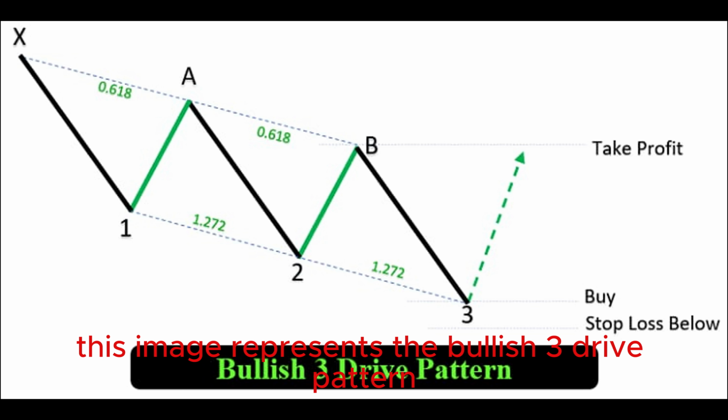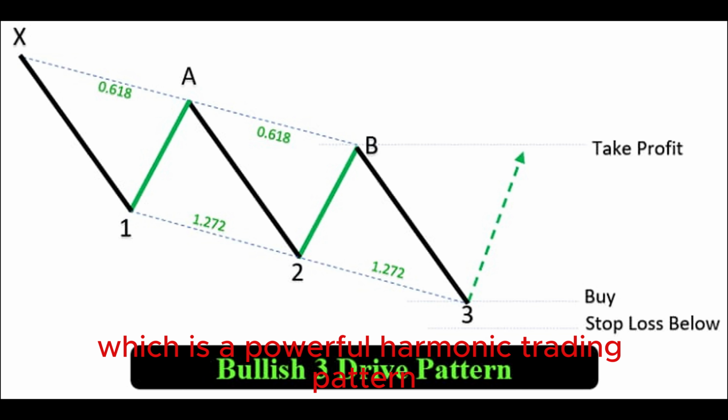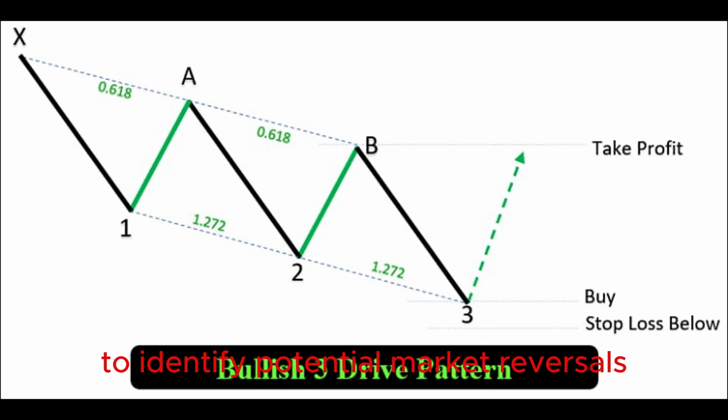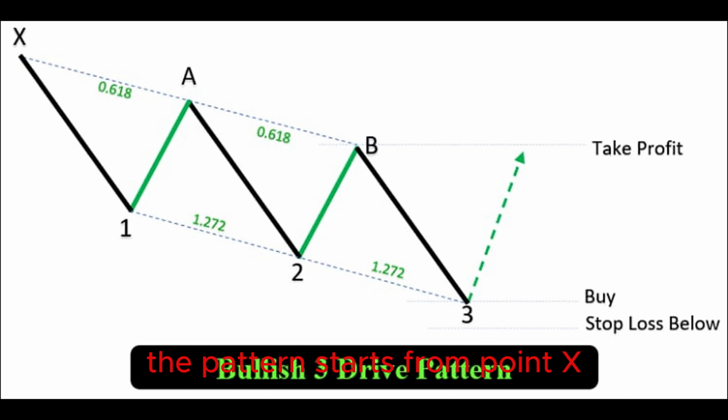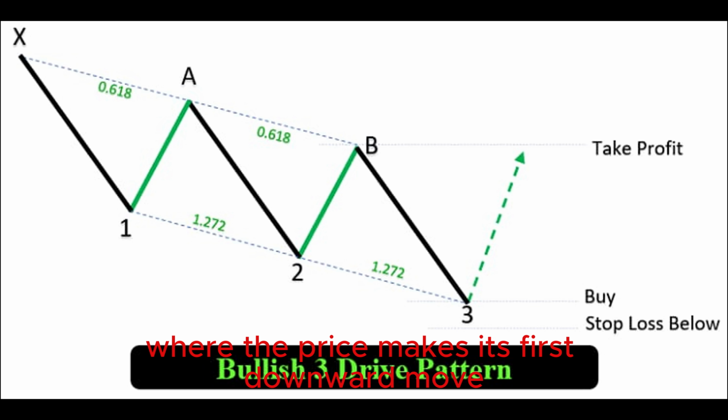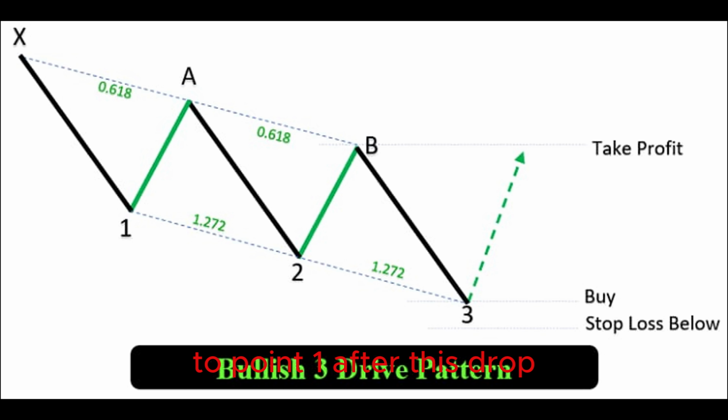This image represents the bullish 3-drive pattern, which is a powerful harmonic trading pattern used by professional traders to identify potential market reversals. Let's break it down step by step for clarity. The pattern starts from point X, where the price makes its first downward move to point 1.